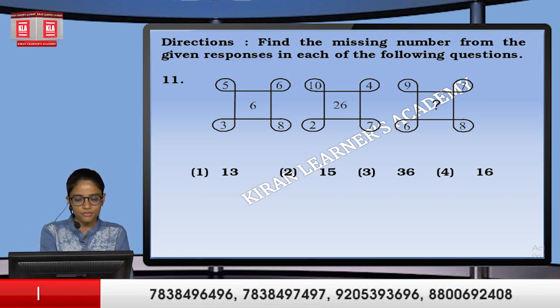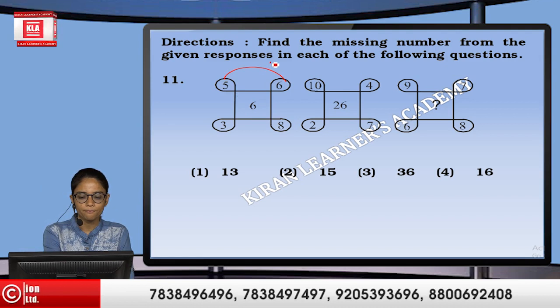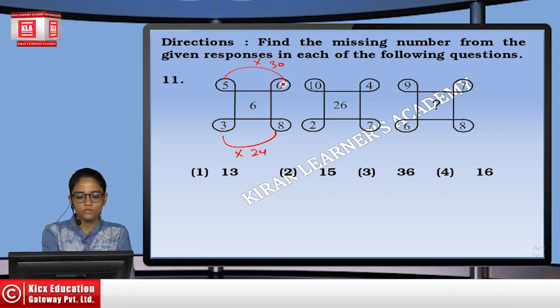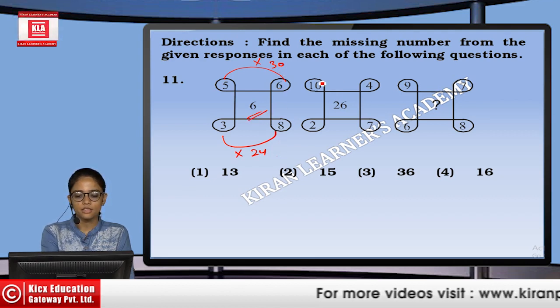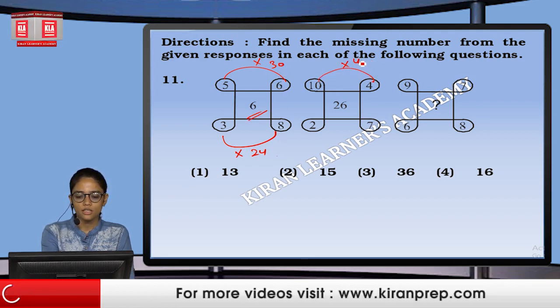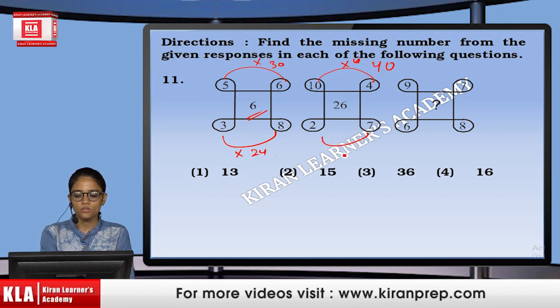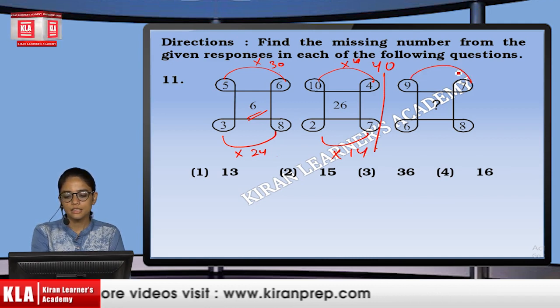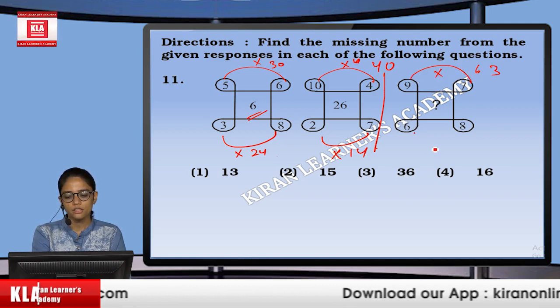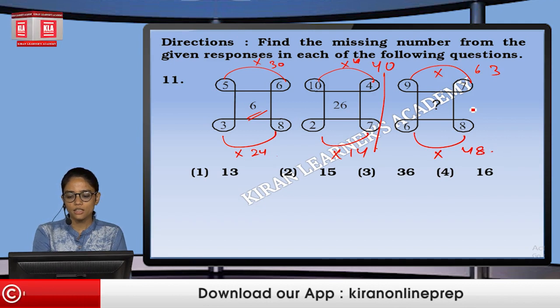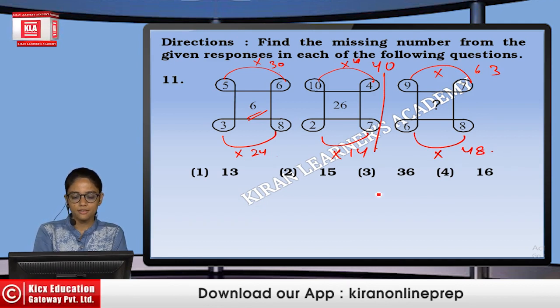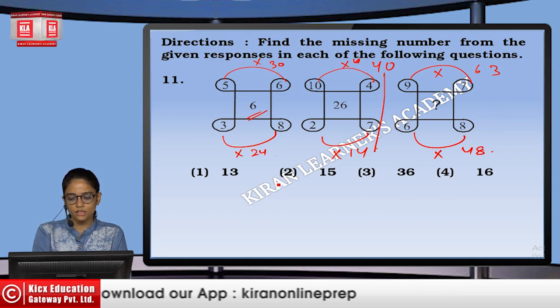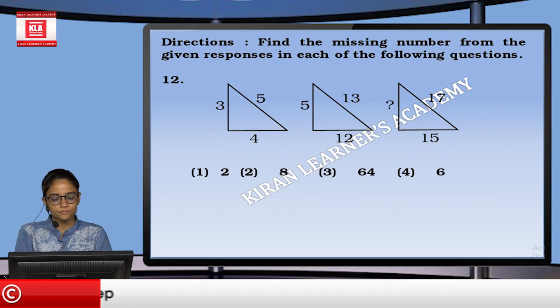If we multiply the 5 into 6, that will give you 30. Similarly, 3 into 8 is 24. So if we subtract them, we will get 6. Similarly, 8 into 5 will give us 40, 7 into 2 will give you 14, and if you subtract both, you will get 26. Similarly, if you multiply them, this will give you 63. Multiply them will give you 48, and if we subtract them, we will get 15. That is option number 2.